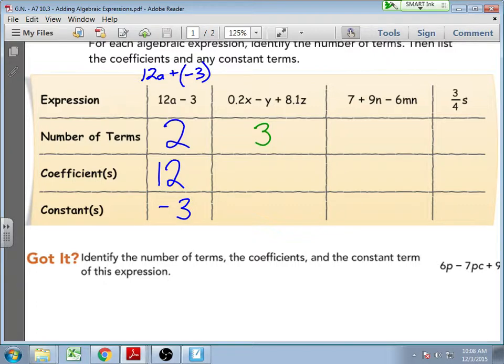So what's the multiplier for x? It would be the 0.2 and the 8.1. The 2/10 and the 8.1. Close. -1. The coefficient in front of your y is a -1. Oh, that makes sense now.